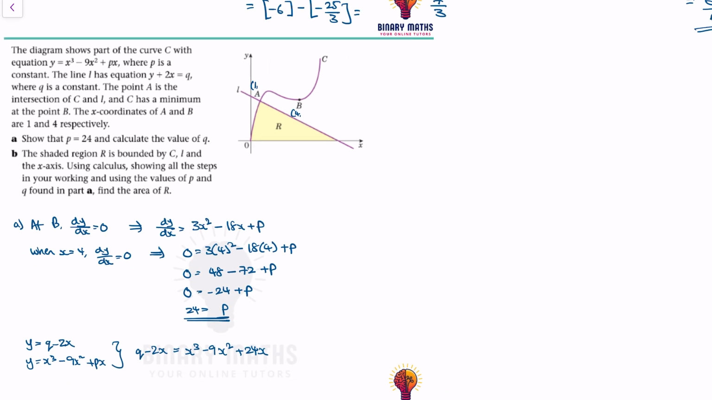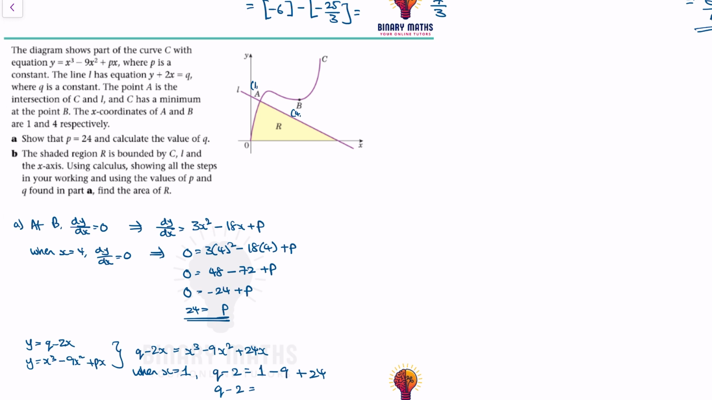So substitute when x equals 1, we've got q minus 2 times 1, which is 2, is equal to 1 cubed, which is 1, minus 9 times 1 squared, which is minus 9, plus 24 times 1, which is 24. So q minus 2 is equal to 1 plus 24, 25 minus, oh, sorry, I thought that was a q.